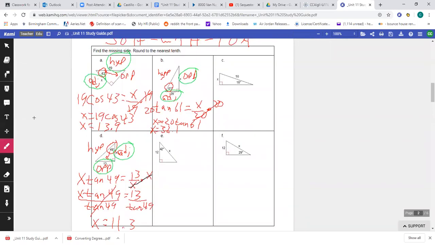Okay, I'm going to skip E and I'm going to go to F because we haven't done one with sine yet. So F is, my angle of focus is 29 degrees. And so once again, we're going to label our triangle. This is our hypotenuse. This is the opposite. And this is the adjacent.